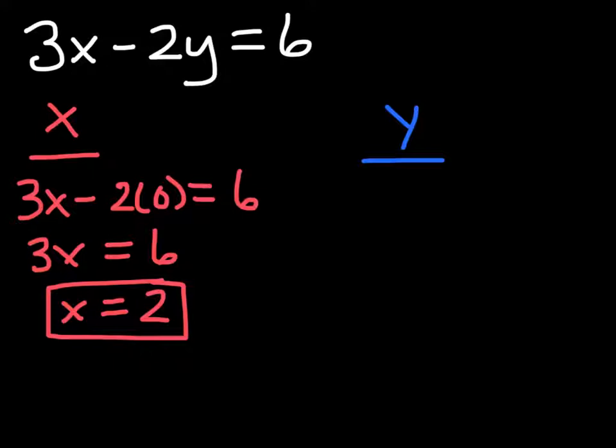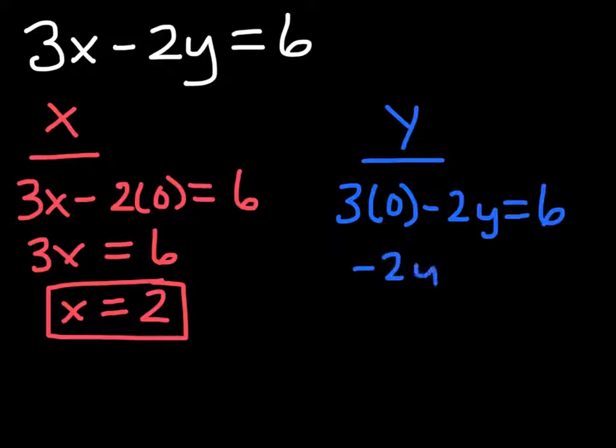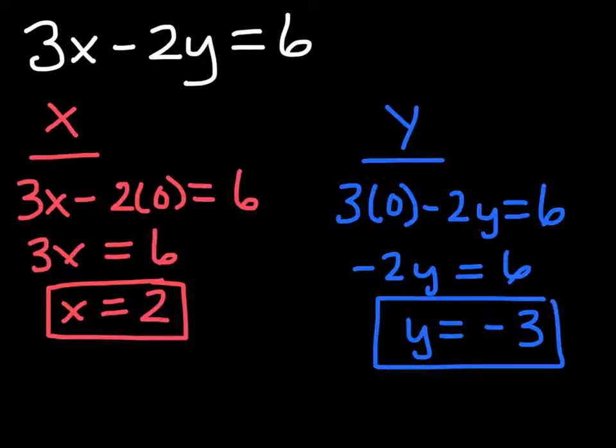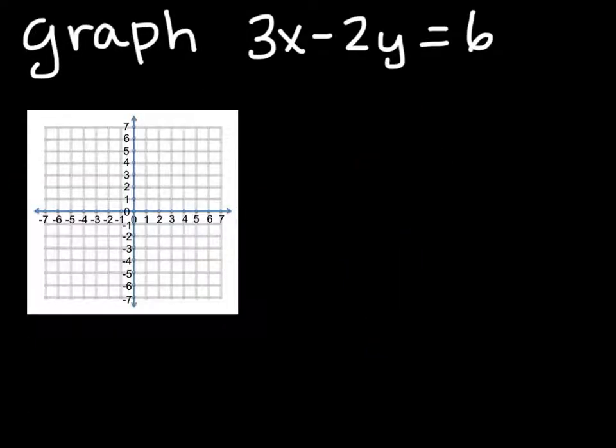Now let's solve for the y-intercept. We simply let x equal 0 and then solve for y. And our y-intercept is -3. Now let's use the intercepts to graph this linear equation. This is the same equation we just worked through, 3x minus 2y equals 6. Remember, our x-intercept was 2. And our y-intercept was -3.